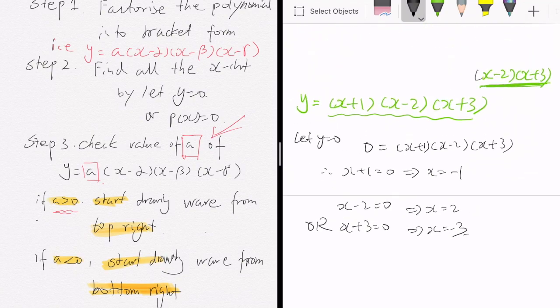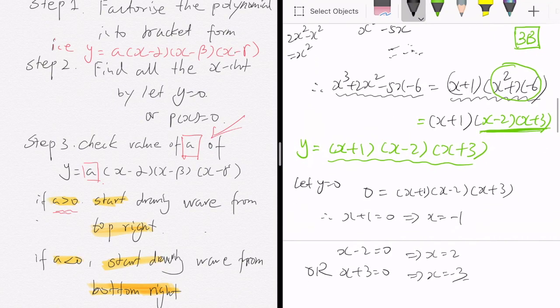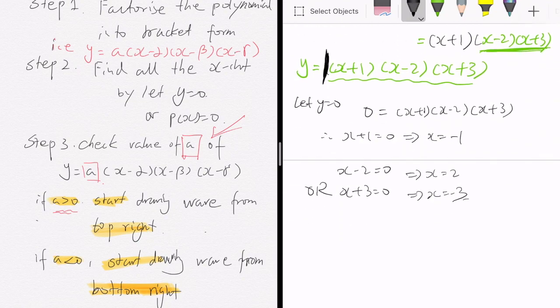Now I'm going to check the value of a. Over here you see you have 1, so it is positive. a is larger than 0. Alright, so then we can go to step 3 after we check the value of a. So let's draw all the x-intercepts: negative 1, 2, and negative 3.